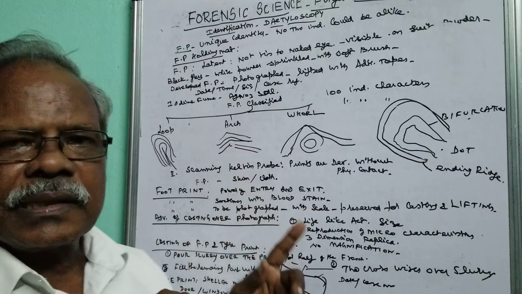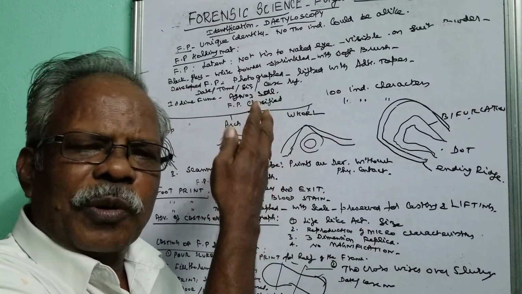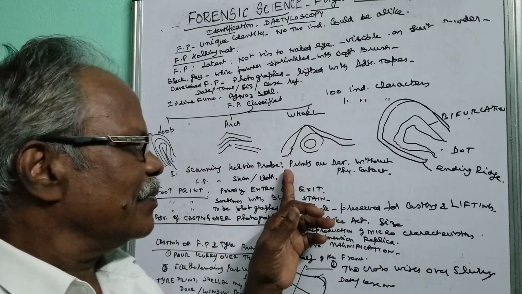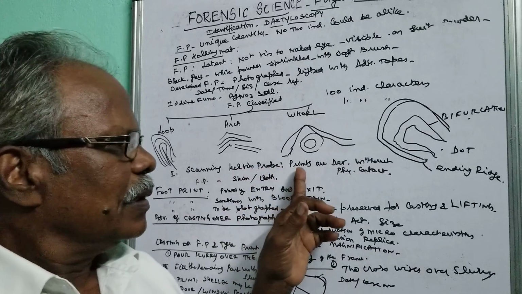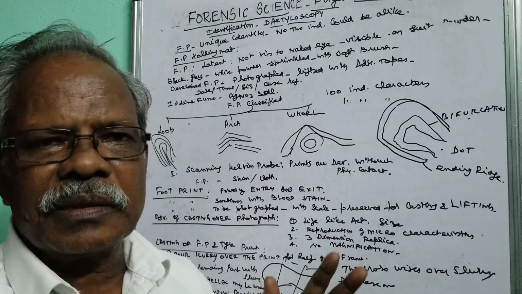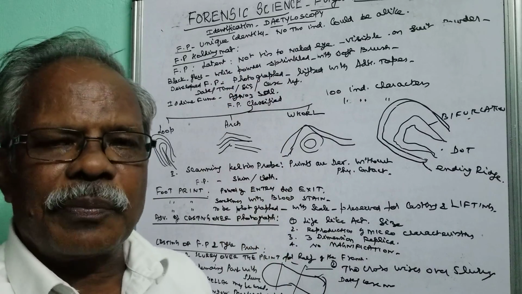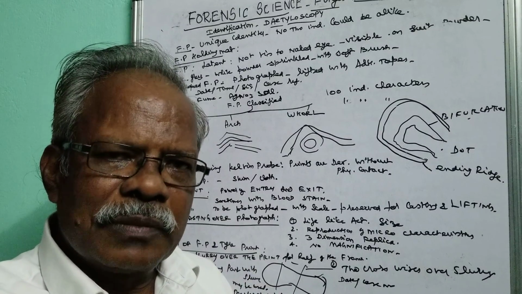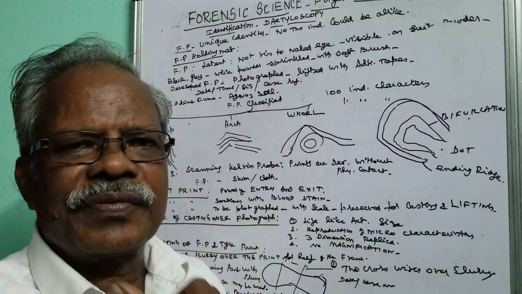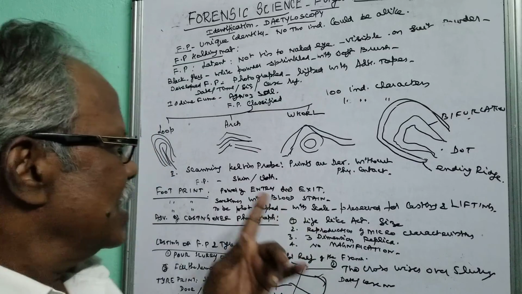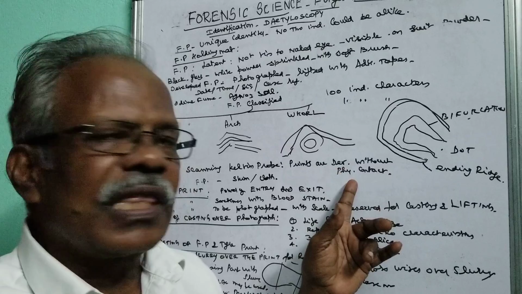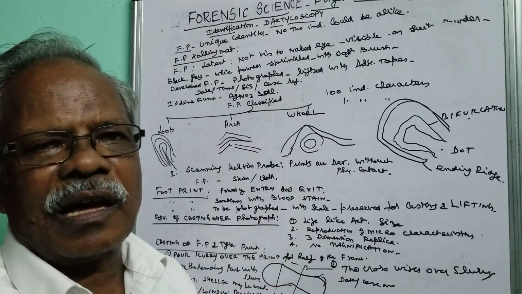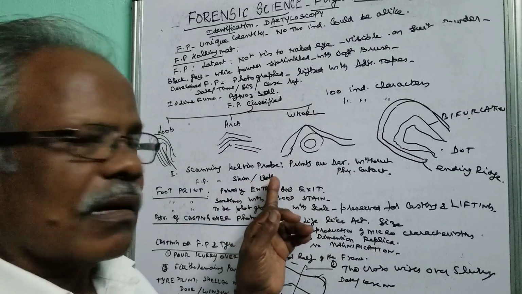Nowadays, in some cases, the powder and other things are not used immediately. With the help of the scan, the fingerprint is lifted. With the help of the scanning Kelvin probe, prints are developed without even physical contact. In some places where these things could not be applied, powder sprinkling and brushing with a soft brush are used. That is called Kelvin probe. Prints are developed without physical contact, and fingerprints can also be taken from the skin and cloth.